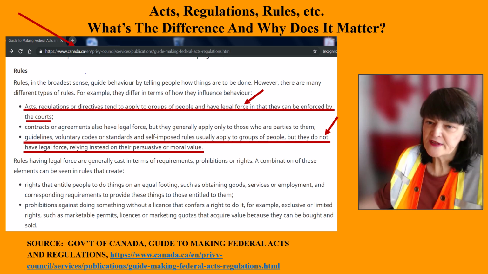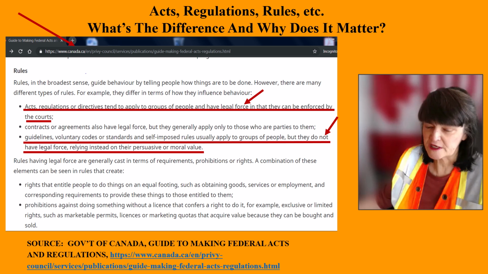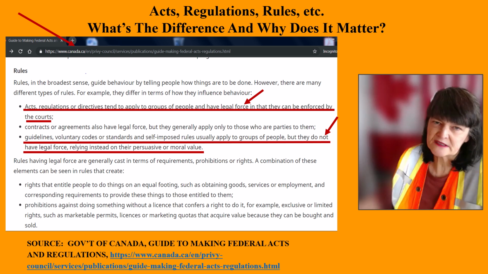Okay, I've taken this screen print from a Government of Canada website, as you can see in the URL above here. And this website provided a guide to making federal acts and regulations. So this is directly from the Government of Canada. And it states that there's many different types of rules, or basically legislation.